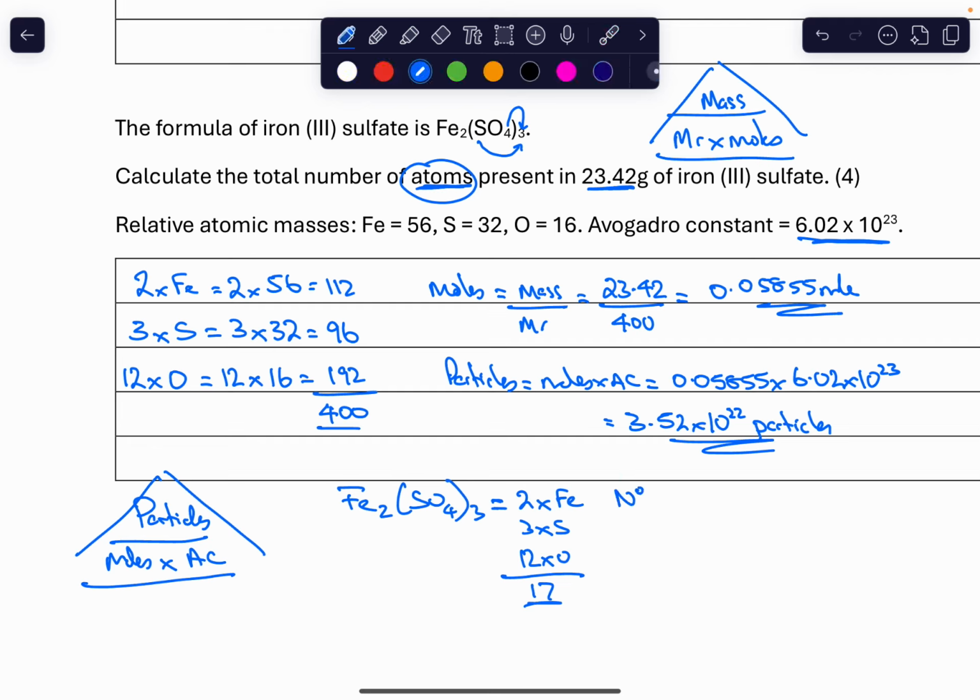So here we're going to say the number of atoms is going to be this 3.52 times 10 to the power of 22, and times that by 17, because there's 17 atoms in there, so times by 17, and I'm getting an answer here of 5.99 times by 10 to the power of 23.